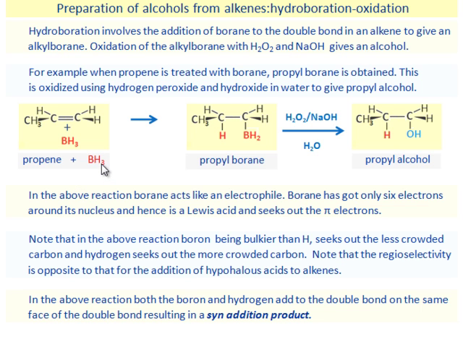Borane has only 6 electrons around its nucleus and hence is a Lewis acid and seeks out the pi electrons. Note that in the above reaction, boron, being bulkier than hydrogen, seeks out the less crowded carbon, and hydrogen seeks out the more crowded carbon. Note that the regioselectivity is opposite to that for the addition of hypohalous acids to alkenes.